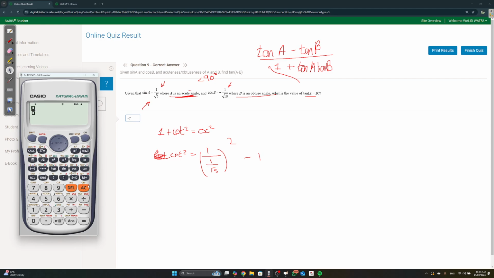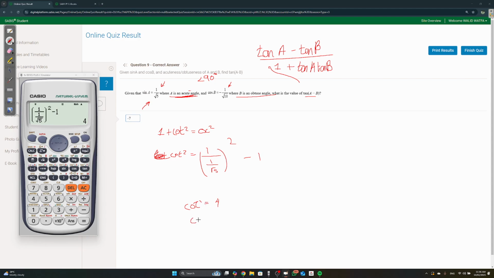Remember, let's first find this, and then when we get to the square root, I'll mention it. Okay, so the denominator has 2 here. So 1 over root 5, squared, is 1 over 5, and then minus 1 gives 4. Okay, so you get cotan squared is equal to 4.